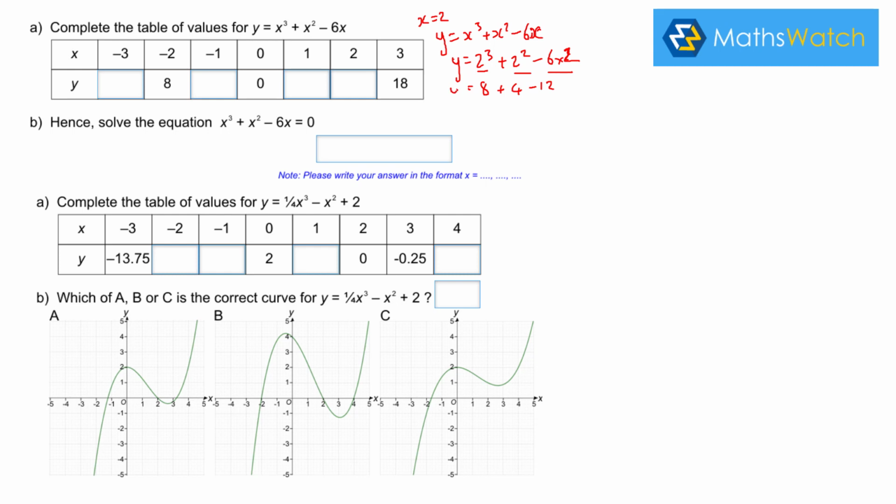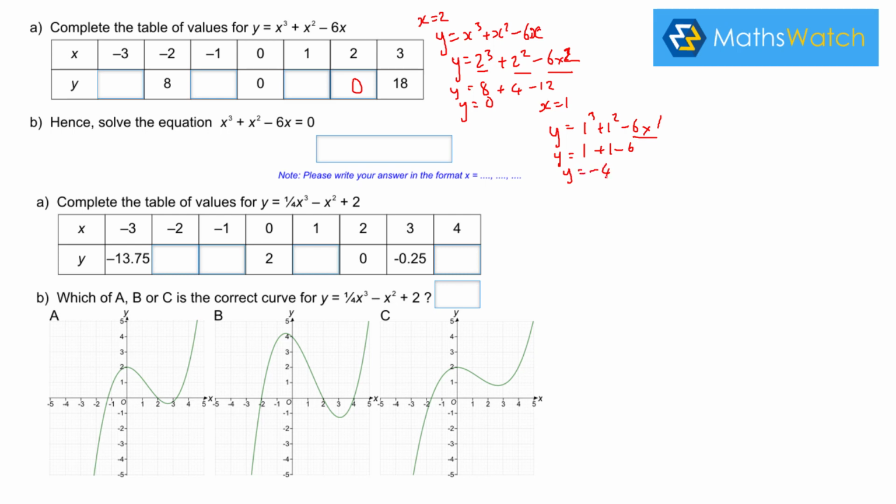So when x equals 1, I'm going to speed up here. y equals 1 cubed plus 1 squared minus 6 times 1. That's going to be 1 plus 1 minus 6. Negative times a positive is a negative. So y equals minus 4.